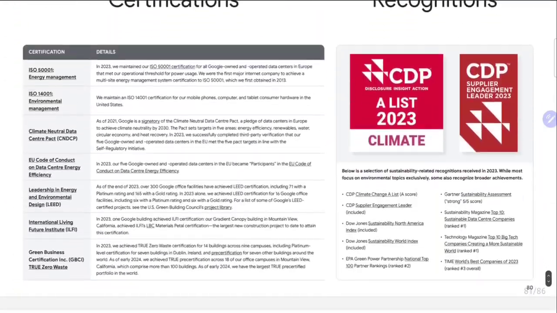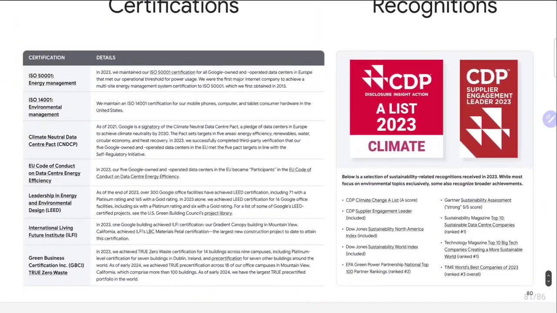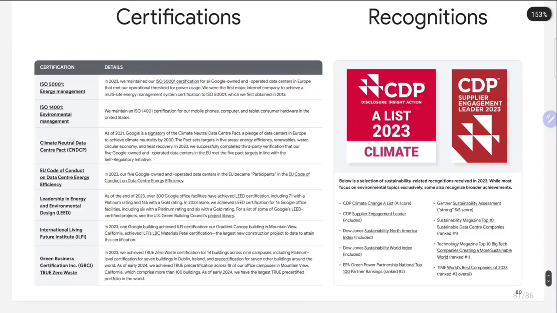Yep. So lastly, you see what certifications the company has: ISO 50001 for energy management, ISO 14001 for environmental management, then the Climate Neutral Data Centre Pact, and that information is also there. Some other certifications, such as GBCI, are highlighted here. Then recognitions from CDP are also highlighted here.